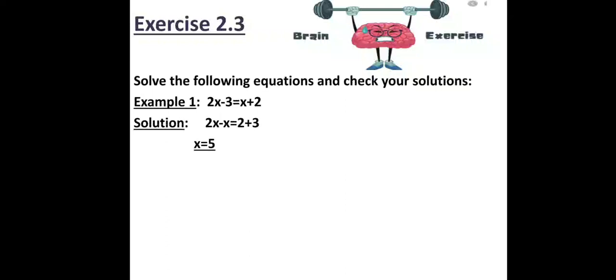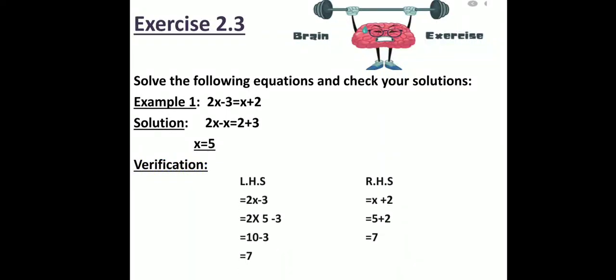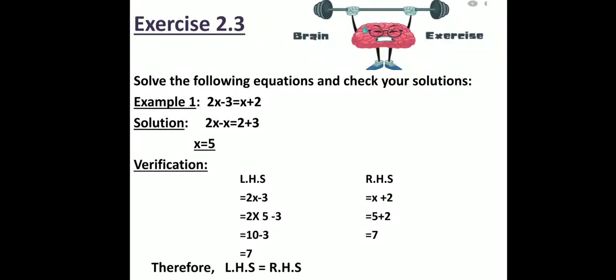I'll collect all the variables on the left hand side, hence the solution will be x equal to 5. For the verification, I will fill the value of x in the left hand side as well as in the right hand side. So 2x minus 3 can be written as 2 multiplied by 5 minus 3, that is 10 minus 3, which is equal to 7. On the right hand side, x plus 2, that is 5 plus 2, which is equal to 7. So left hand side is equal to right hand side. Hence it verifies our solution.